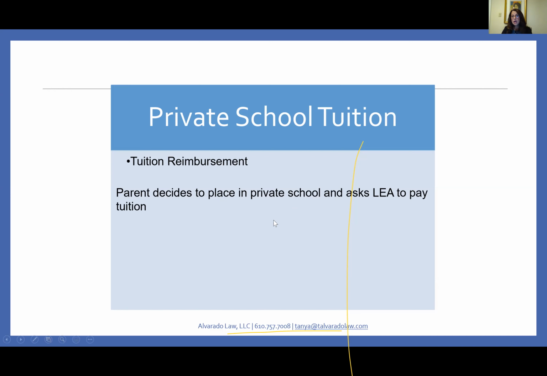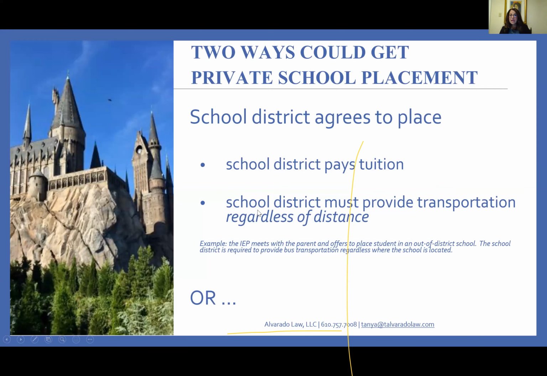Okay, private school. There are 2 instances where school districts pay for private school. The first is voluntary. If the school district agrees to place, and 10 points for any parent who can identify this picture. But if the school district voluntarily decides to place your child in a private school, that is a way to get a private school placement.